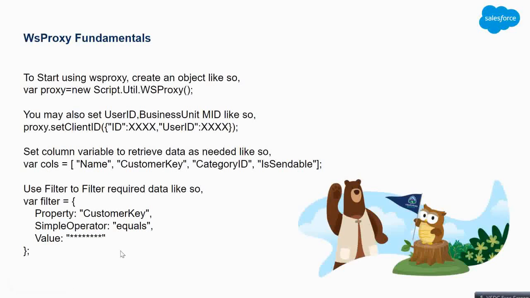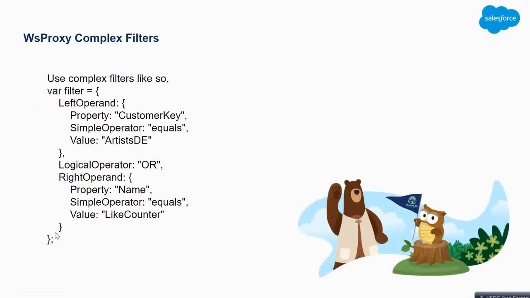And then you can use the filter variable, so you can filter out your data. Let's say you don't want to pull all the data extensions from Marketing Cloud, but rather only a data extension with a particular customer key or a particular name. You can do that kind of filtering by setting the property and equals, and then you provide the value over there, and you can filter out the data.